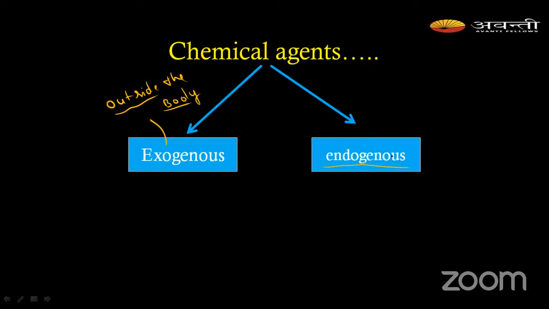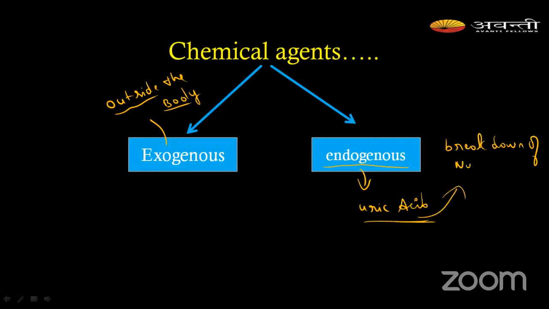For example, you know about arthritis, right? In arthritis, what happens? Uric acid concentration increases. Uric acid is endogenous, so the uric acid comes from inside the body. Where do you get the uric acid from? From the breakdown of nucleic acid. In our body, DNA and RNA are there, right?